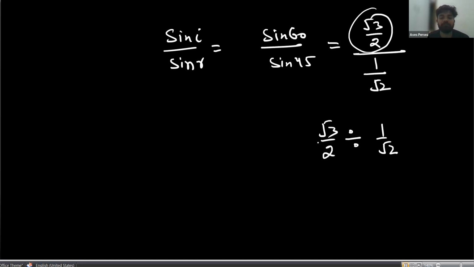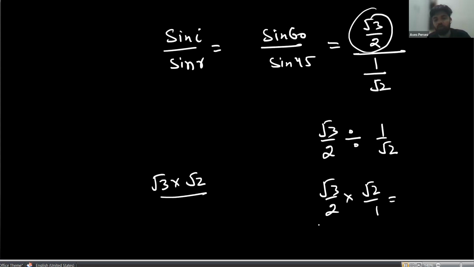Can you write it this way? We keep it in multiplication with the reciprocal. Then this will be root 3 by 2 into root 2 by 1. So this will be root 6 by 2. Or you can cut it: root 3 into root 2 upon 2 can be written as root 2 into root 2, which is 2. Now you cut it, you will get root 3 by root 2. Got it?